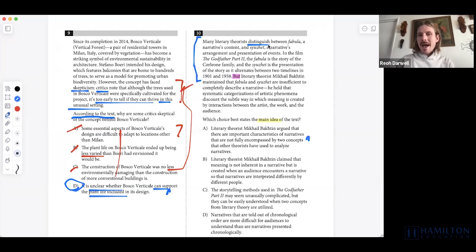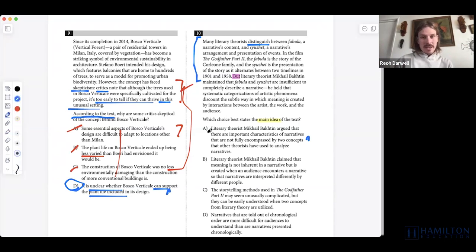He held that systematic characterizations of artistic phenomena discount the subtle way in which meaning is created by the interactions between the artist, the work, and the audience, right? So he basically says there is more to it. We cannot just consider this aspect and put them in their own little boxes and say that once you add these two boxes together, you get a result, right? He's saying it's not like math. It's this whole overencompassing thing that makes a narrative, and those two things aren't enough. They don't fully encompass it, right?